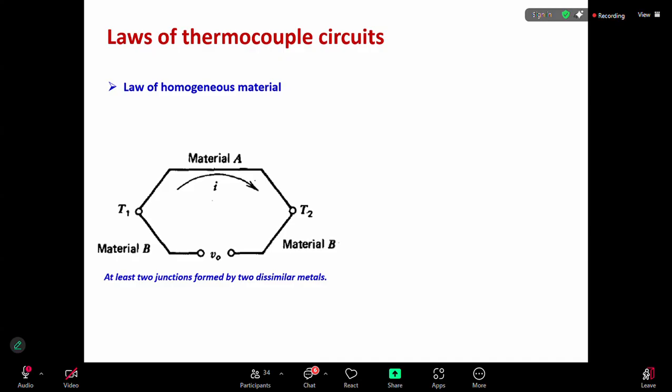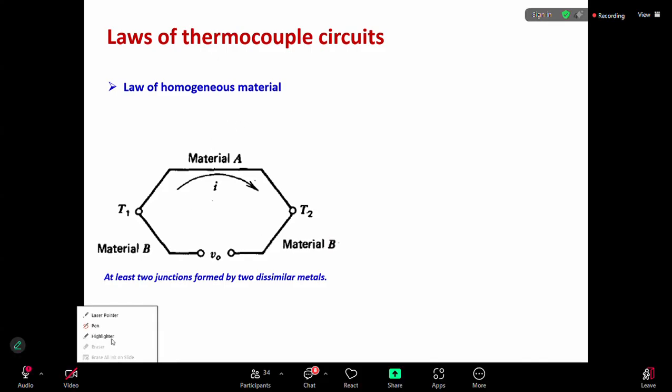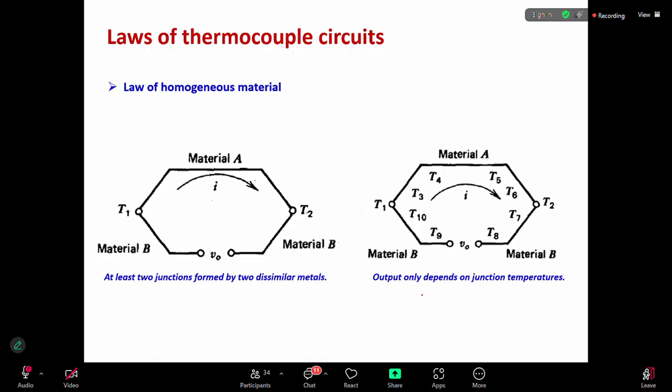We were talking about laws of thermocouple circuits when we stopped. We talked about the law of homogeneous material, where we said that for a thermocouple to work, you need at least two junctions formed by two dissimilar metals. Like you will have metal A and metal B, and you will form two junctions, junction 1 and junction 2, which are maintained at two different temperatures, T1 and T2. Then we said that the output, typically, as I said, the P-type wire is cut open, and that is where you can actually measure the output. And the output only depends on the junction temperatures, J1 and J2, that is T1 and T2, and it is independent of the temperature elsewhere in the circuit.